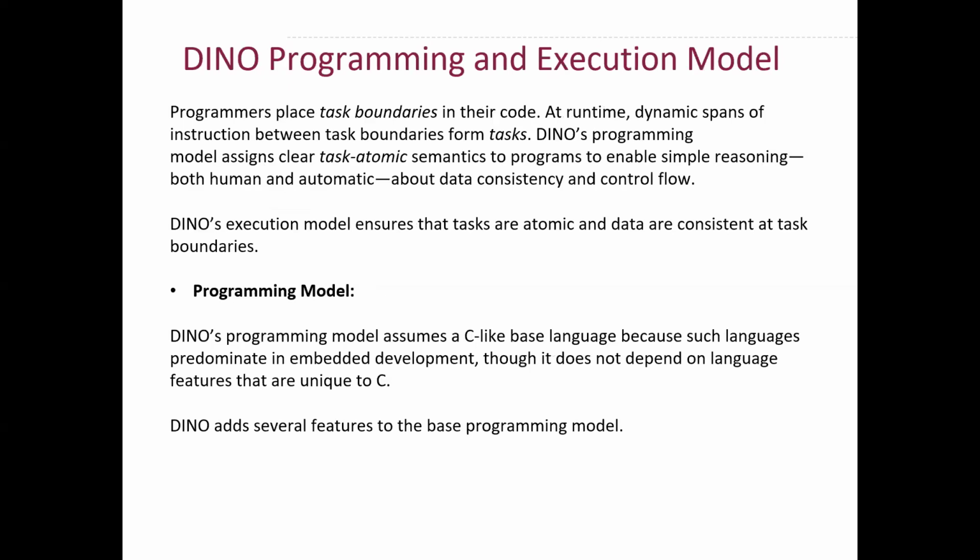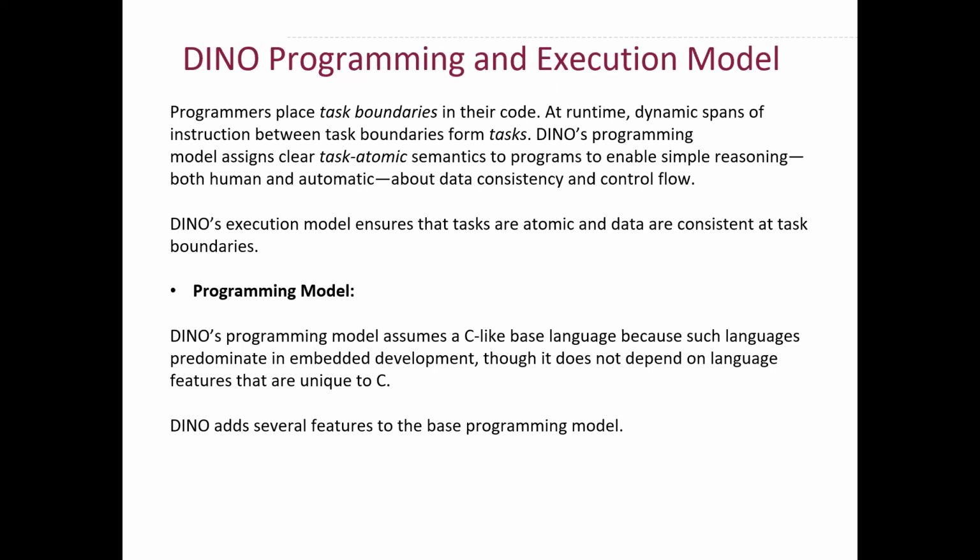So now that we know how, in general, intermittent execution models work, we can dive into what DINO is and what exactly they propose in the architecture of DINO. Programmers place task boundaries in their code. This is the basic idea of DINO. And at runtime, dynamic spans of instructions between task boundaries form tasks. So let's say you have code of maybe 100 lines and your task boundaries are, let's say, after every 25 lines. Technically, this is not how we place boundaries, but just for simplicity, anything between two task boundaries is considered a task.